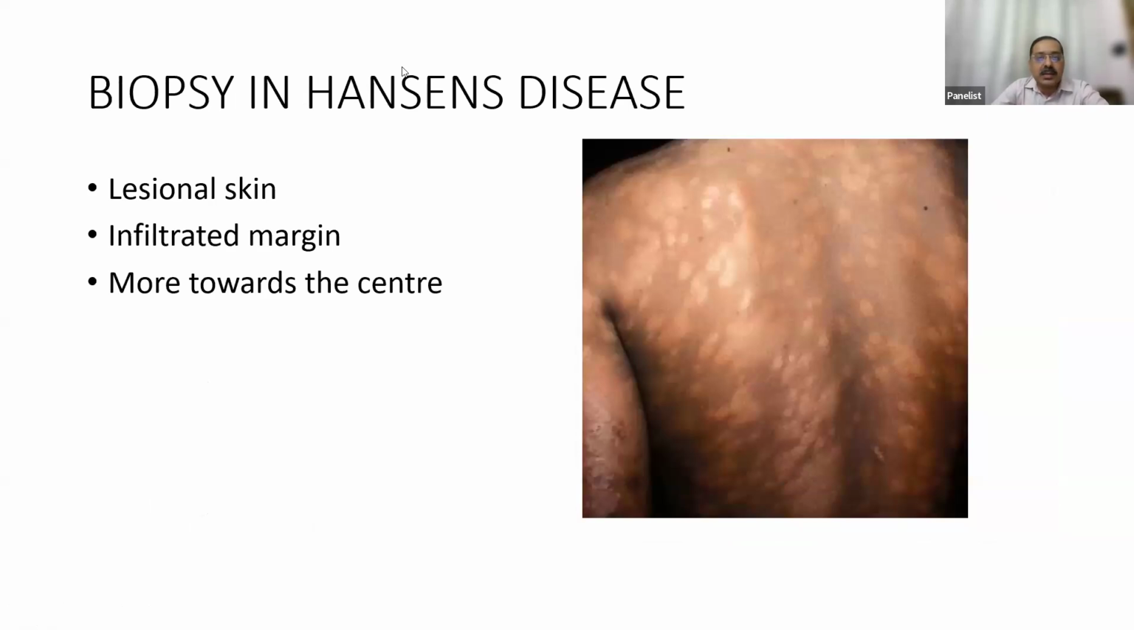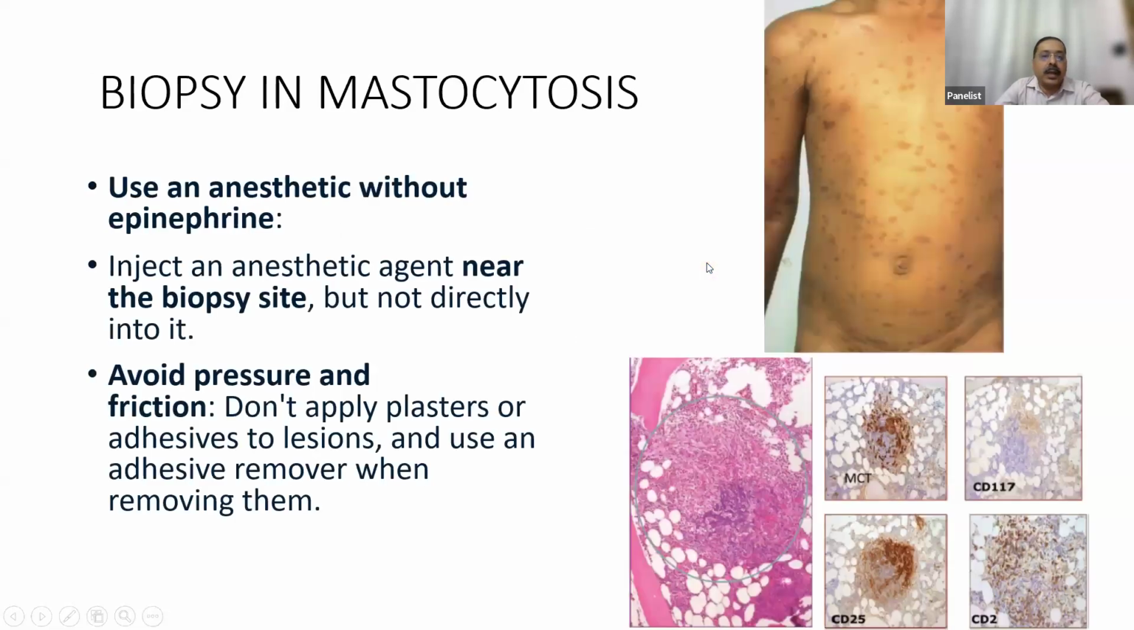In Hansen's disease, again, lesional skin, infiltrated margin, and more towards the center. Many people do a biopsy at the margin and then end up with more normal skin and less of the lesional skin. So it is always better that the biopsy is done with a significant chunk taken from the lesional area.